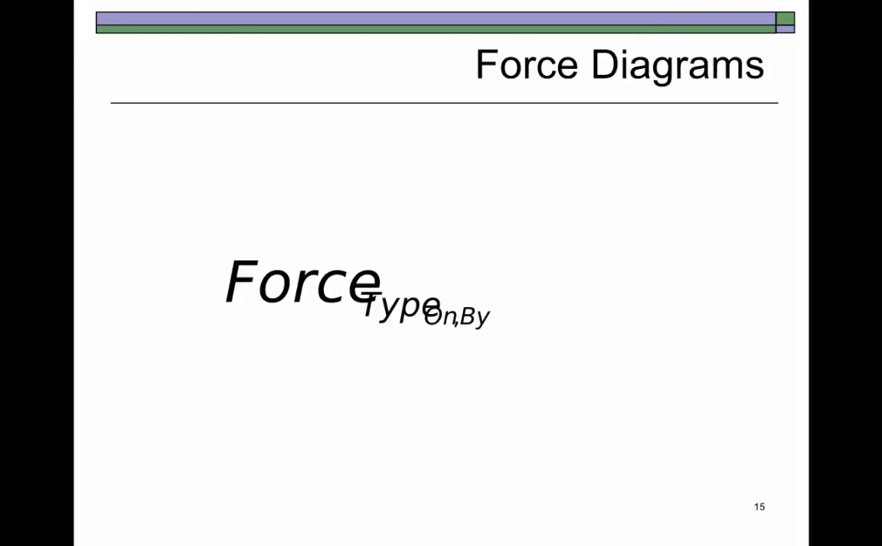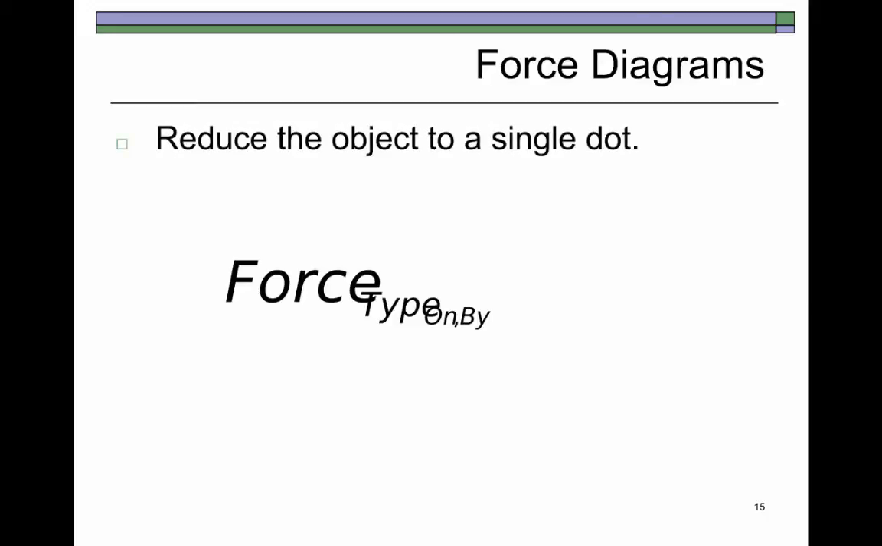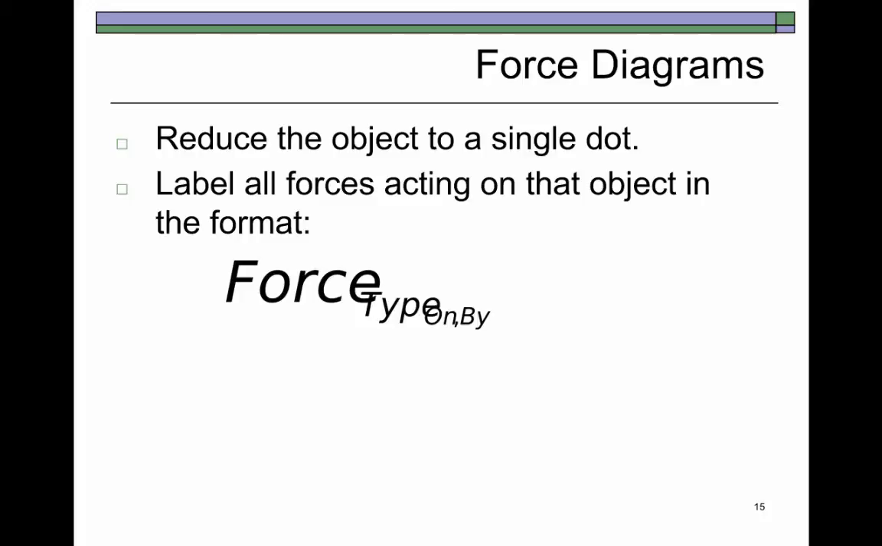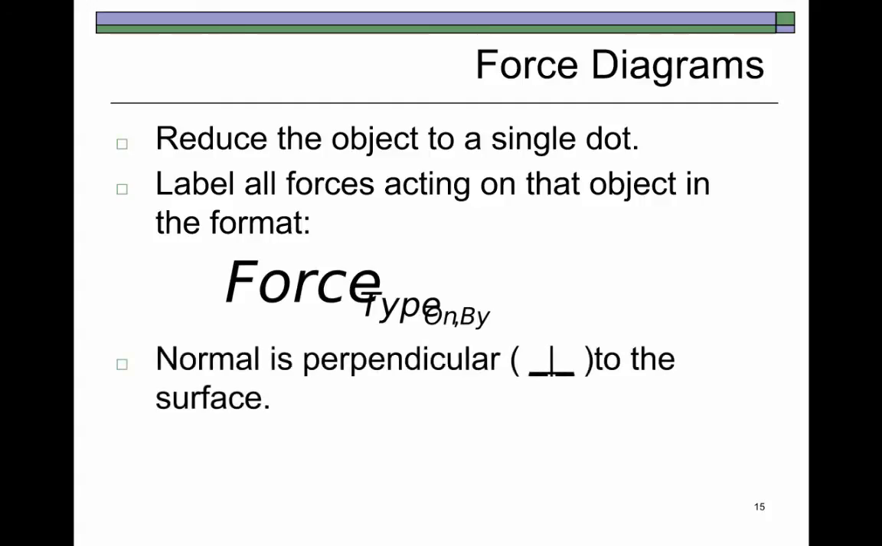Force diagrams are formatted of F for force, the type: tension, gravity, friction, normal; the "on," meaning what object it is acting on; and then a "by," meaning what caused the force. So what you do is you reduce the object to a single dot. You label all the forces acting on that object in that format: force, type, on, by.